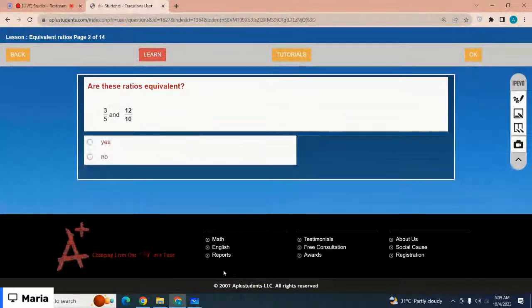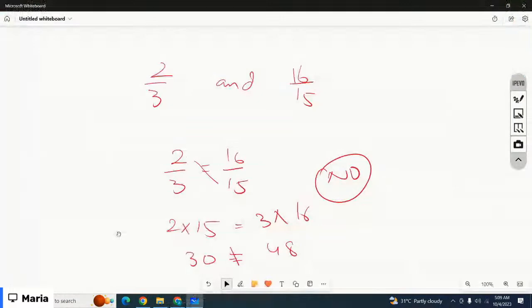Yes, you can note down the example. Let me know when you are done. Okay, I'm waiting.